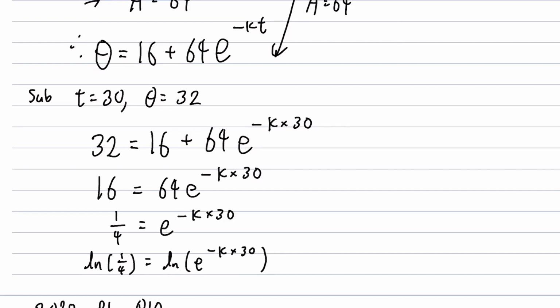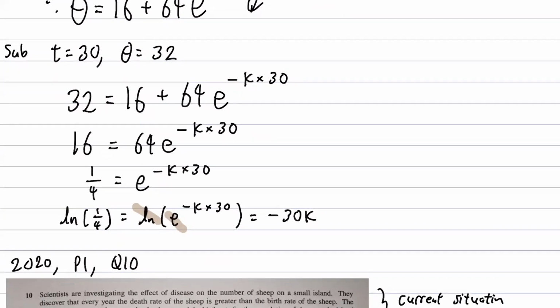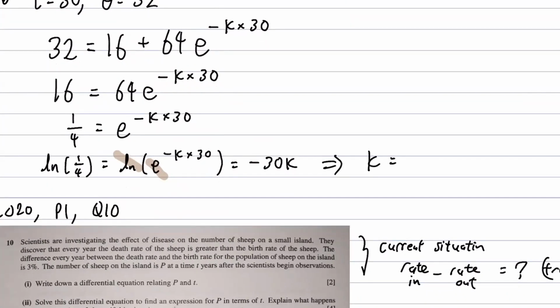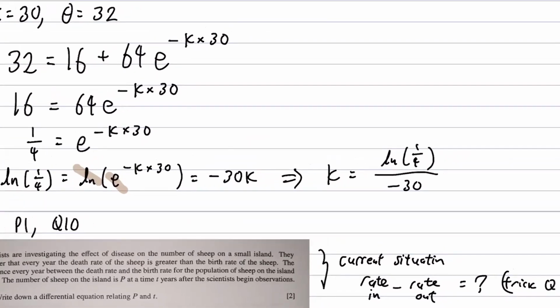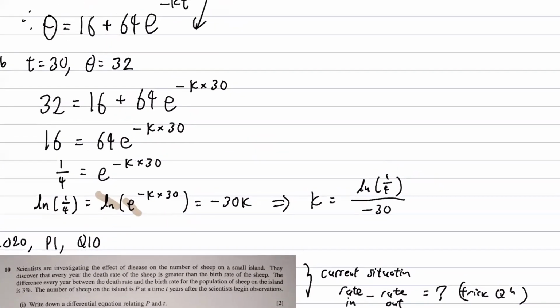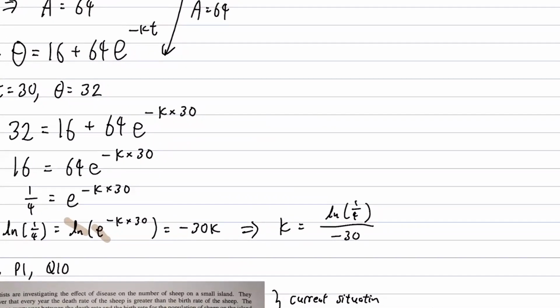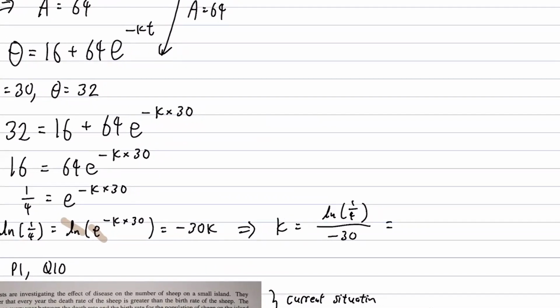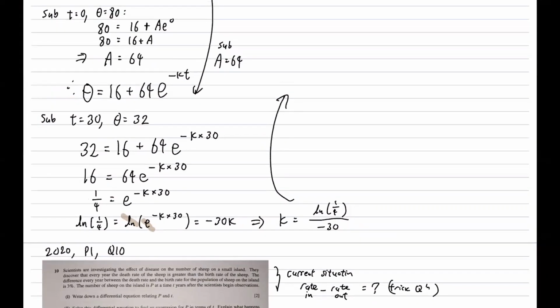ln and e will cancel off. You're left with negative 30k. Good. Solving for k: ln 1/4 over negative 30. Okay, good. So let's see how I can clean up. Maybe I can clean up a little bit. This is extra already. Don't need. Actually, forget it. Never mind.